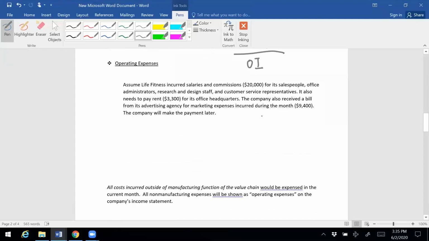Remember what operating expense is? Those are also called our period cost, right? You learned this in chapter 2, chapter 3. All of the parts in the value chain except for production and purchase will be the period cost. So you have a sales commission, office administrative, research, and all these. You also have an office quarter of the rent, and then you also have a bill for advertising. So you have 3 things, right?